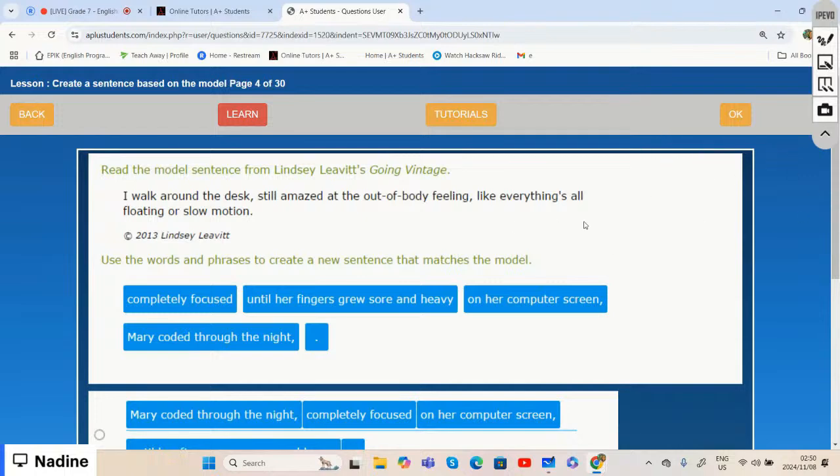All right, so now when we create sentences, we have a model sentence, and then we have a sentence that's almost like imitating that model sentence.